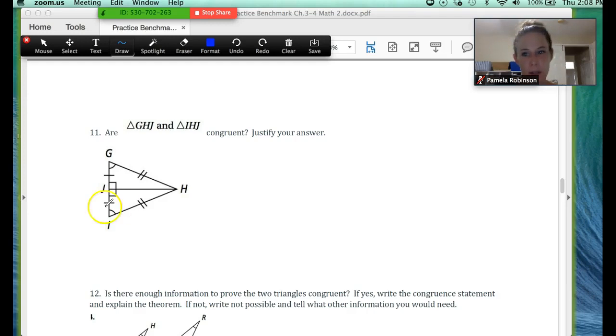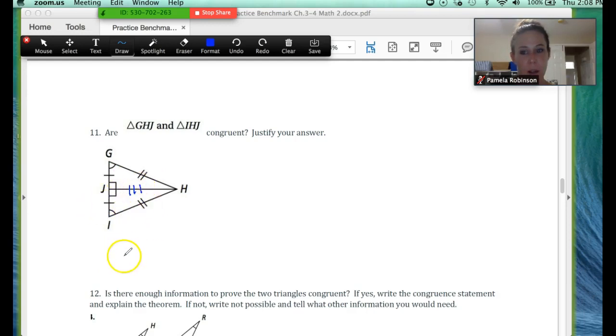Okay, so let's look. We have this congruent to this. We have this congruent to this. That's a right angle. You have so many things to prove congruence here. This is congruent to itself, so we're going to mark that. You could do hypotenuse leg even without that. Already you could have hypotenuse leg. Already you could have, look, that marking and that marking, angle, side, angle. Already you could have side, side, side.